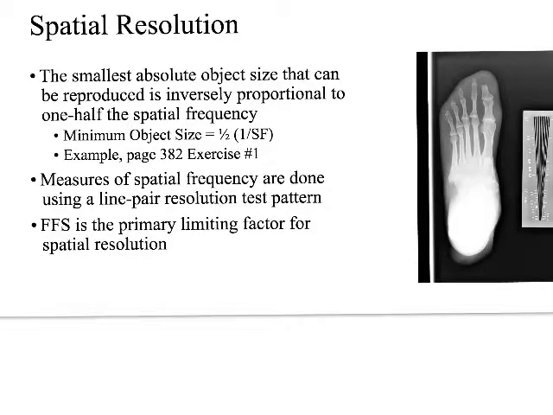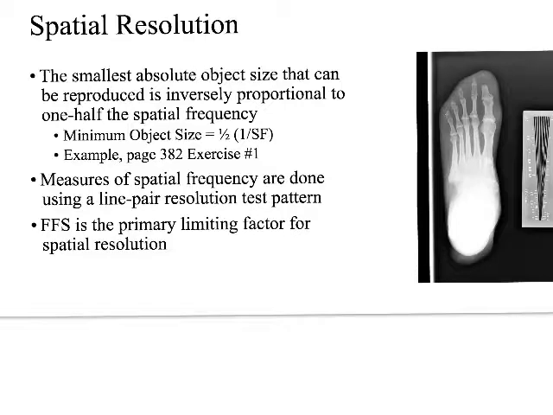There is no way I could wire up a digital system where the receptors of the digital system are smaller than those little tiny crystals, right? Each one of those little crystals can receive an X-ray. So the digital system is always going to have pixels that are larger than film. So what that means is film will always have better spatial resolution than digital. Is that a problem? The answer is no, it is not a problem. Why is it not a problem? Because of what I just told you. Focal spot size is the primary limiting factor for spatial resolution.